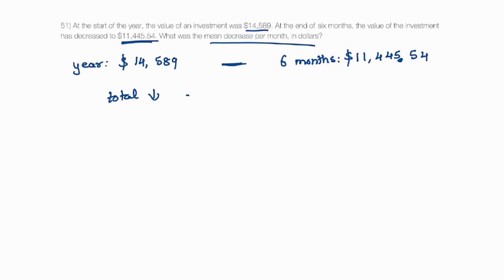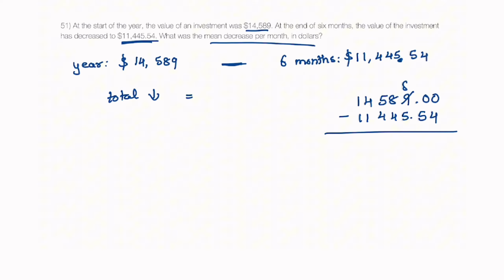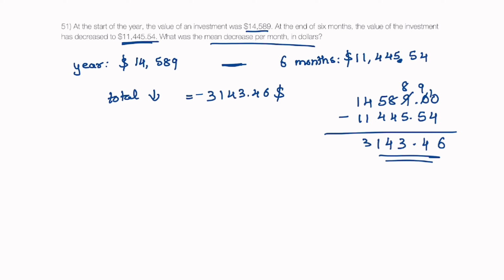Total decrease would be this minus this, which is 14,589 minus 11,445.54. Not possible. We'll go here, make it 8, make this 9, and that's 6, 4, 3, 4, 1, 3. So the total decrease is $3,143.46. That's the total. Now to find the mean, or the average, it's one and the same thing.